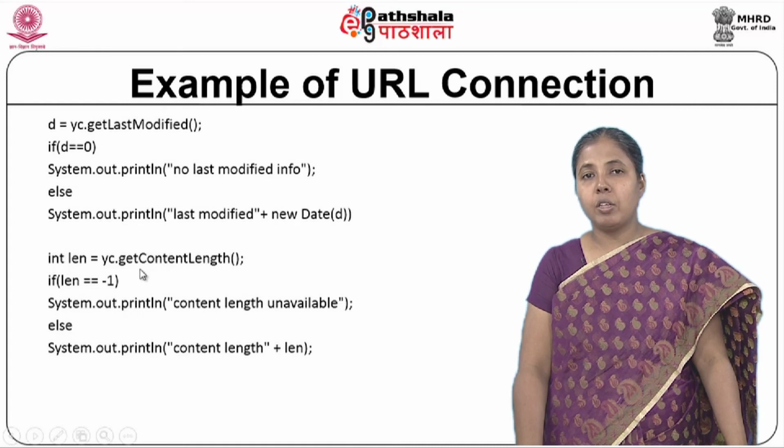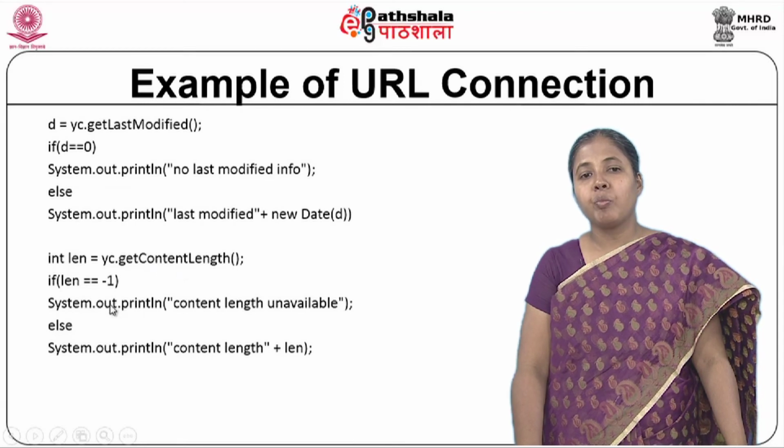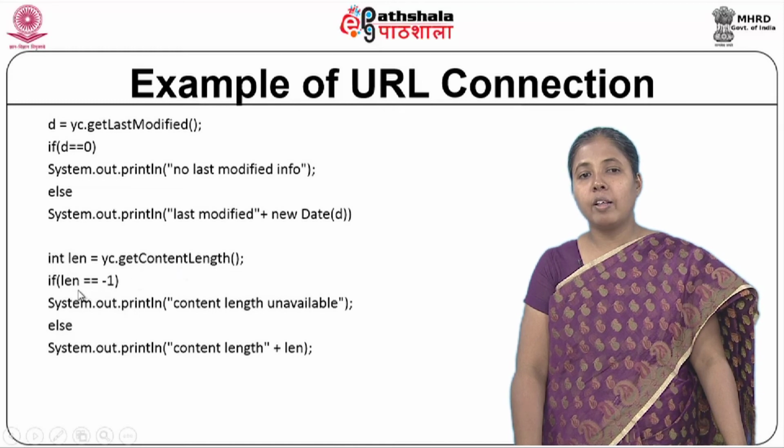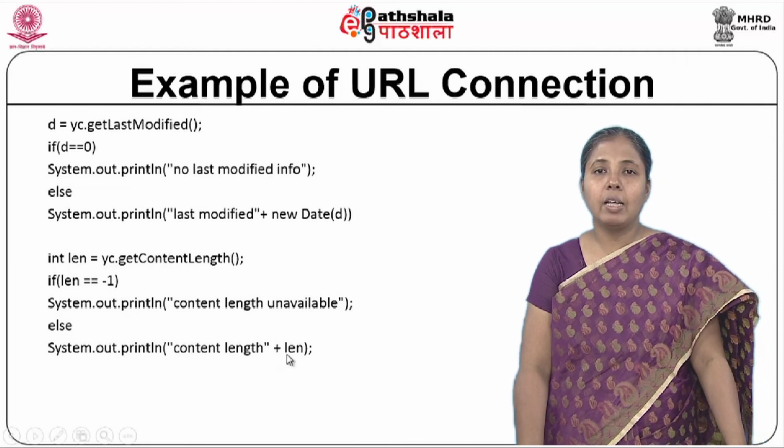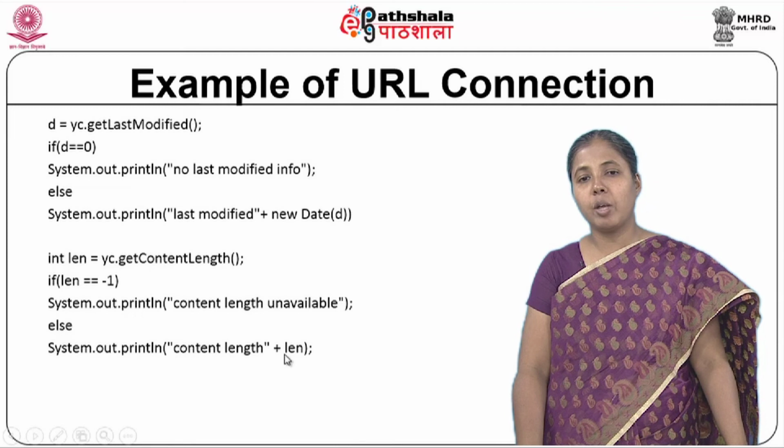And then there is a method called getContentLength. The size would be given in bytes. If there is no content, that length would be -1, negative. So, you can print the content length if it is available, with the length len, the attribute name is length.